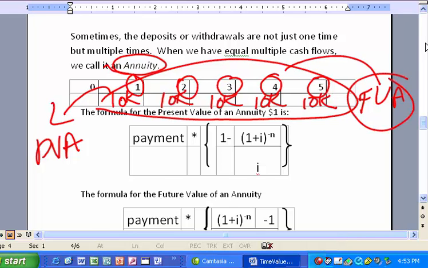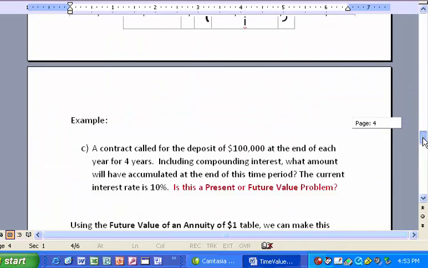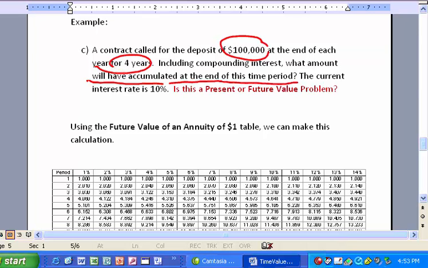The formulas get quite complicated, so we have the formulas written out here for you. If you don't know how to use your calculator, it's just easier to go ahead and use the tables here. So let's go through an example, and then we'll use the table so that this will make a little more sense. A contractor called for the deposit of $100,000 at the end of each year for 4 years. So including the compound interest, what amount will accumulate at the end of the time period?